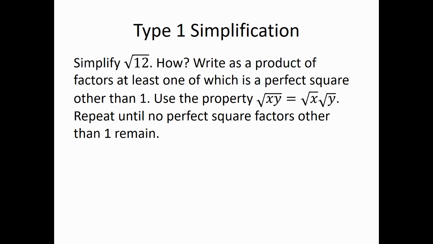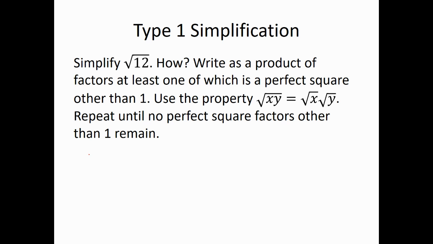Well, we'll use that property that we proved last time, the property that says that the square root of x times y is the square root of x times the square root of y. And the way that we will use it is this: we will write 12 as a product of factors such that at least one of them is a perfect square, and then we will use that property. Okay, let me show you how this will actually work in this case.